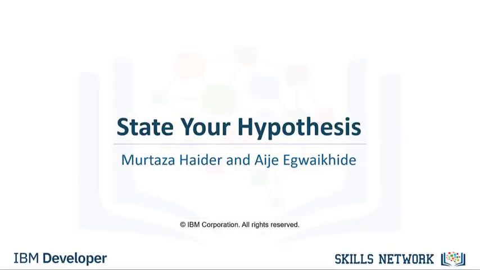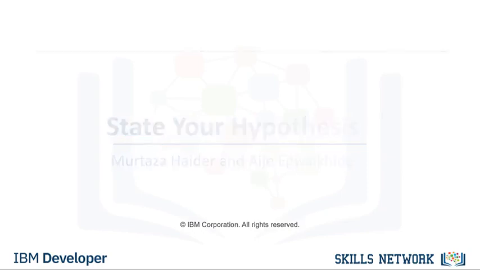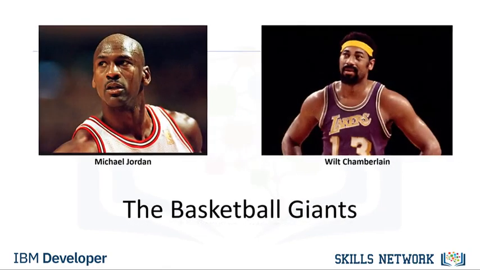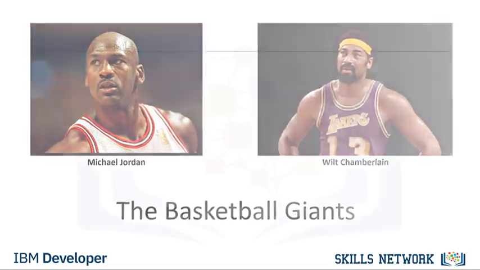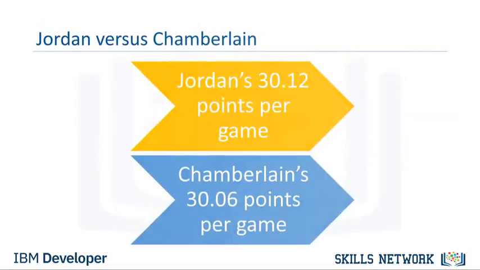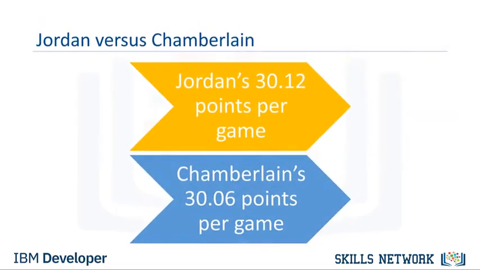In this video, I will illustrate how to state your hypothesis when you're comparing the averages between two entities. We will use basketball as an example, using Michael Jordan and Wilt Chamberlain, the two highest scorers in the history of basketball. If you recall, Michael Jordan on average scored 30.12 points in each game, and Chamberlain averaged around 30.06 points per game.